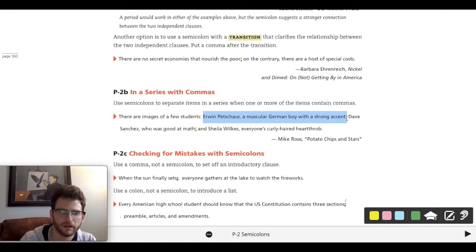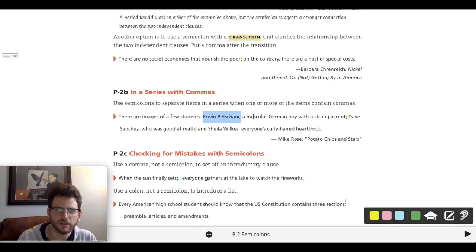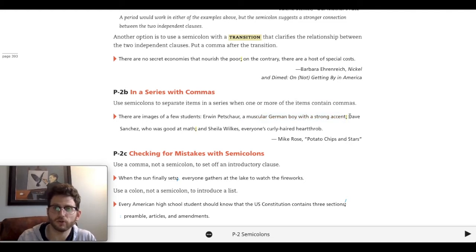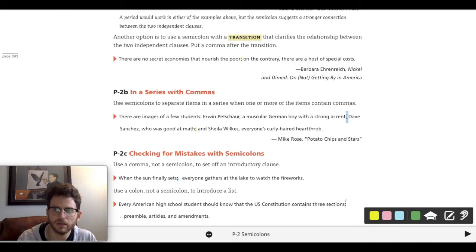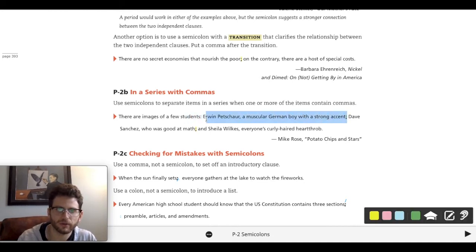Okay, and look at the problem I would run into if I had: there are images of a few students, Erwin Pashtor, comma, a muscular German boy with a strong accent, comma, Dave Sanchez. You might think this person and this person were different people. But they're not. They're the same person. So the semicolon is telling me this is one item in the list. The semicolon is telling me this is item number one.